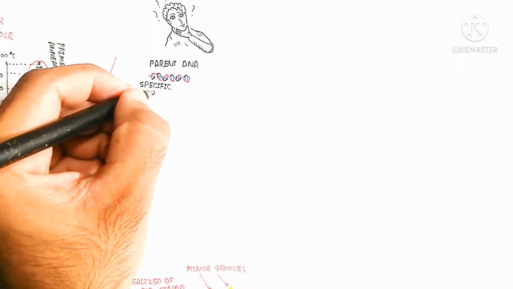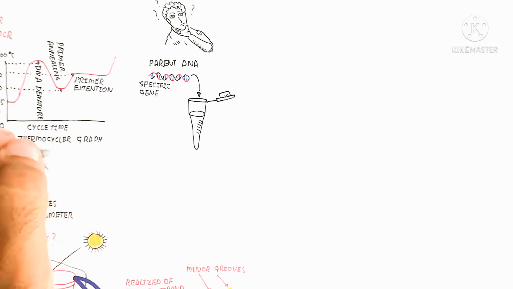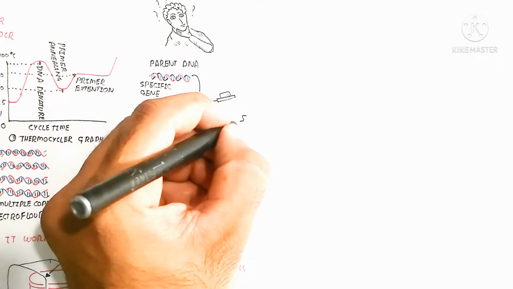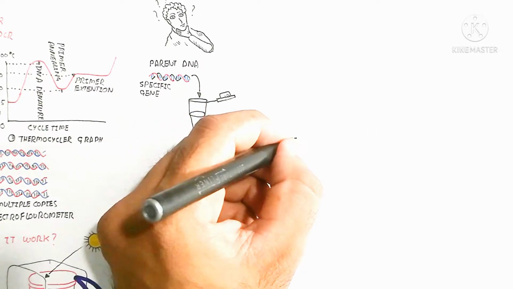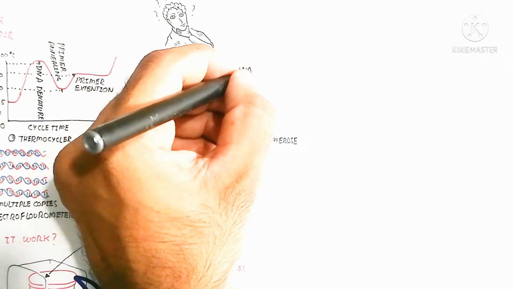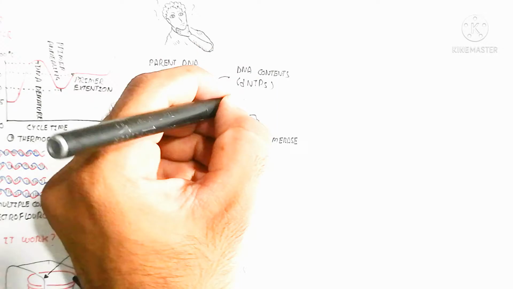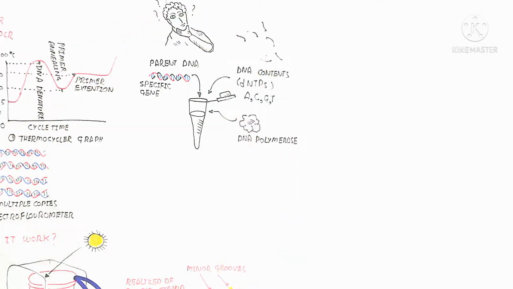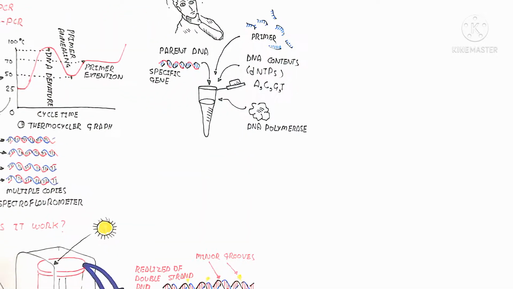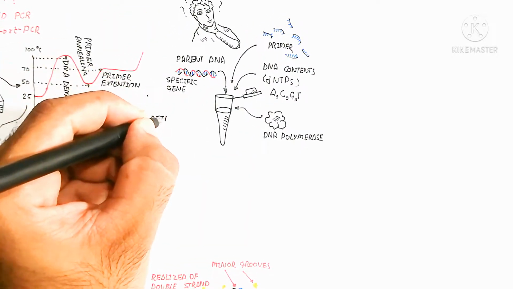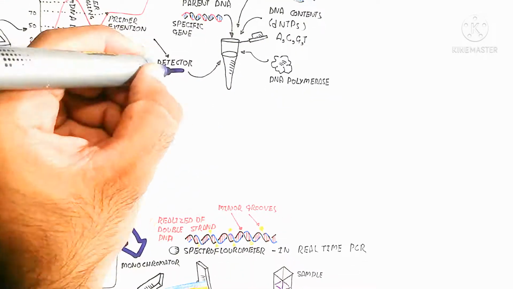So how does it work? Let's begin to understand. Basically here is the parent DNA, a specific gene containing our interest, which we isolated from the desirable gene where the defective gene is present, a cancerous gene. Here we will take an EP tube, and the DNA polymerase is put into the tube or test tube which contains our sample DNA, and the detector we will add.